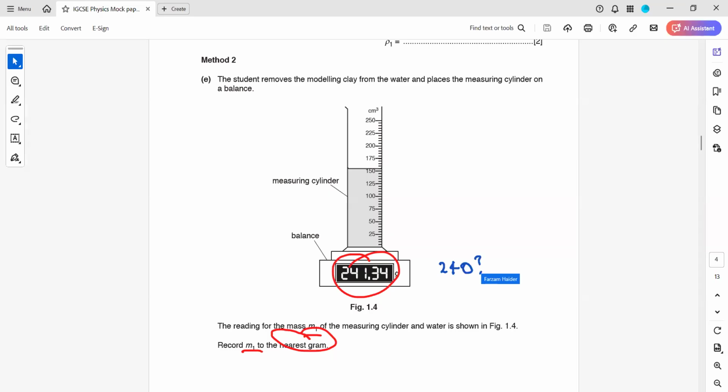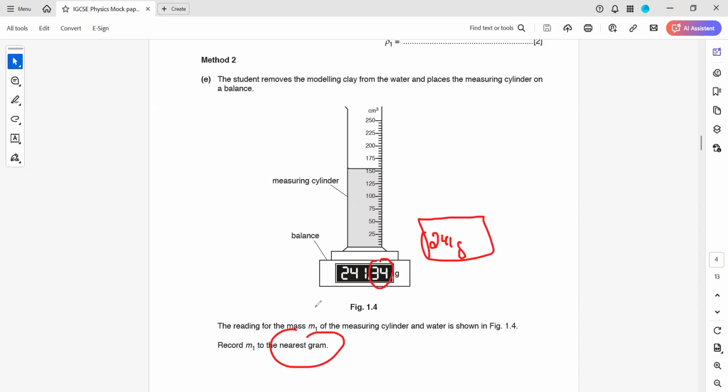241. If you round it off to the nearest gram, it means you need a whole number. And 240 is not right here, because when I round it off, this will be 241 grams. So we should write 241, not 240, because we just want the nearest gram, so we need a whole number.